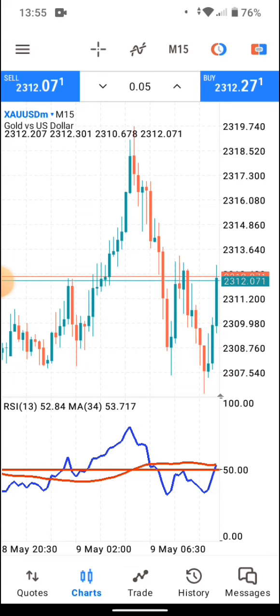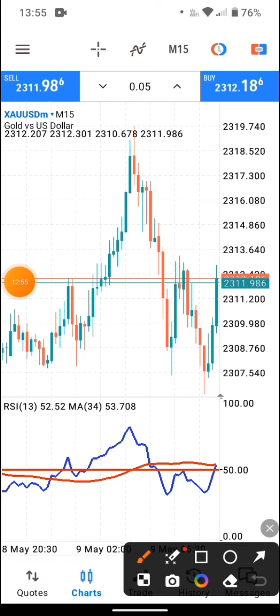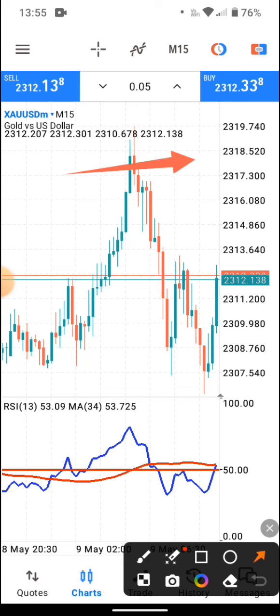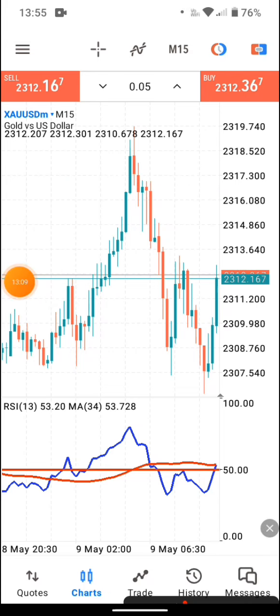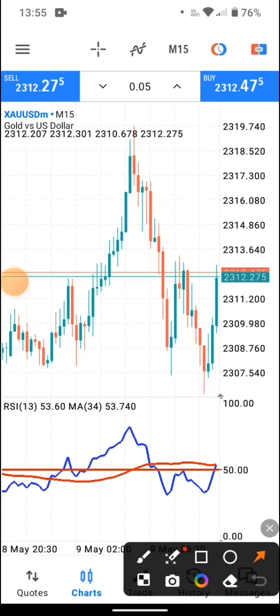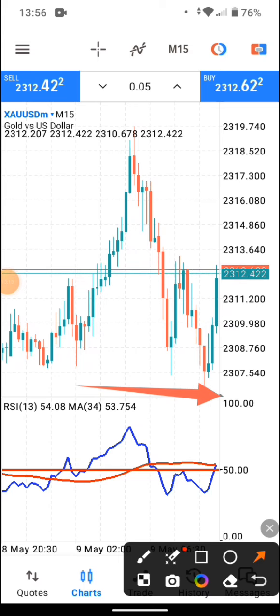Now you might be asking yourself: how am I going to know how to set my stop loss and take profit? To set my stop loss and take profit, I look for the recent high. So your TP should be here if you are going to enter this particular trade, and your stop loss is going to be just below your entry.